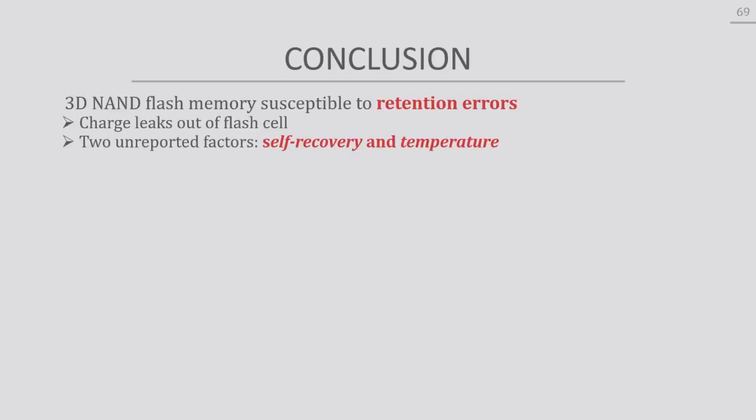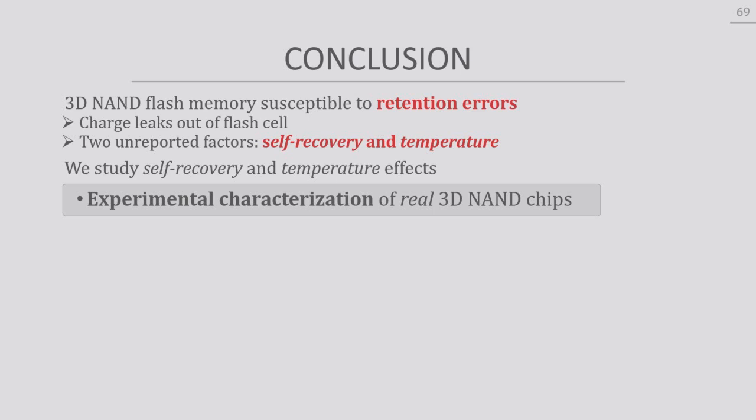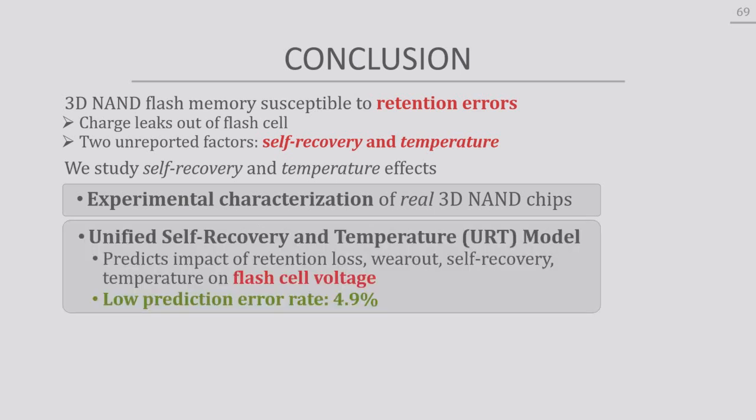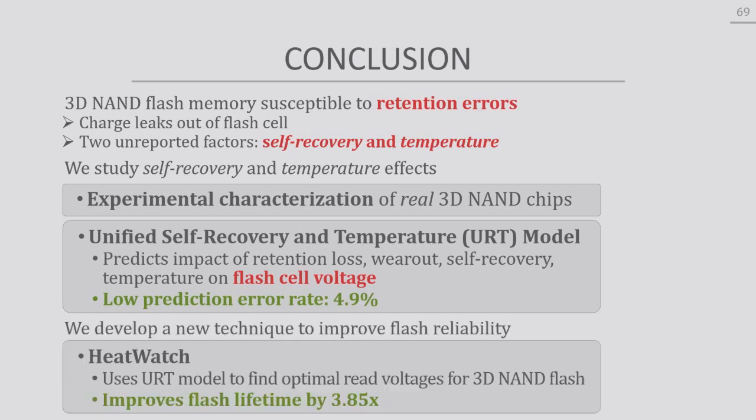So in conclusion, 3D NAND flash memory is susceptible to early retention error, and we perform experimental characterization of self-recovery and temperature, which both affect retention error significantly. And then we propose a URT model that is highly accurate, and we develop a new mechanism called HeatWatch to improve lifetime significantly.